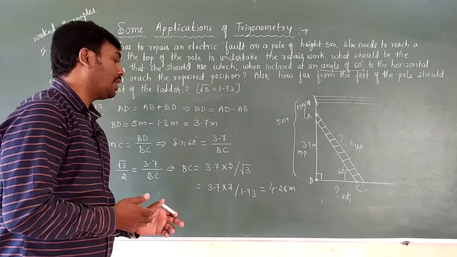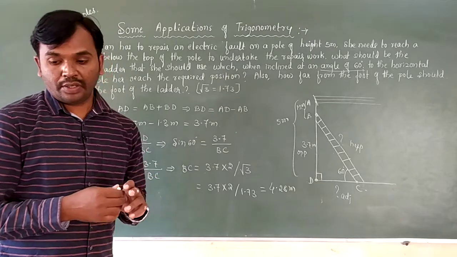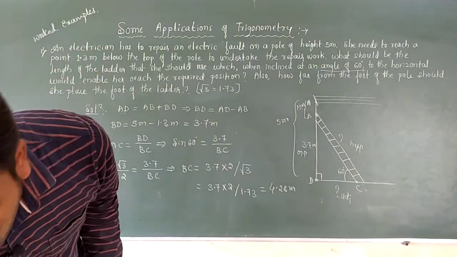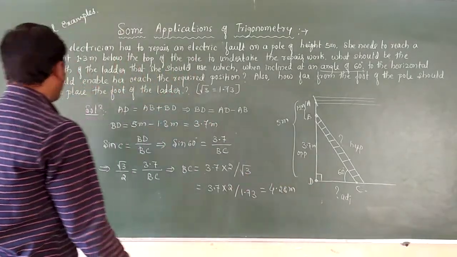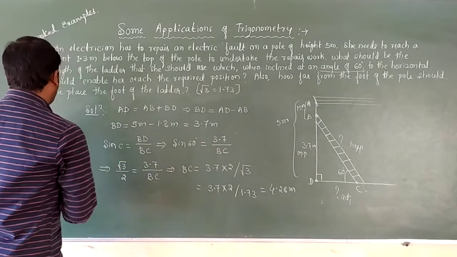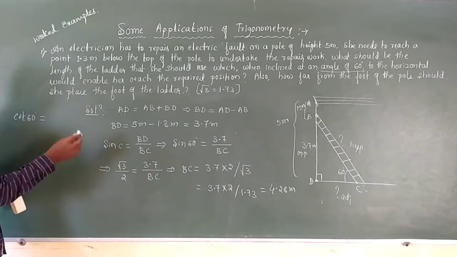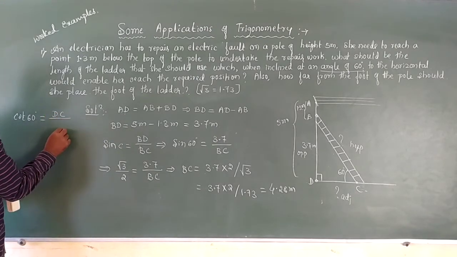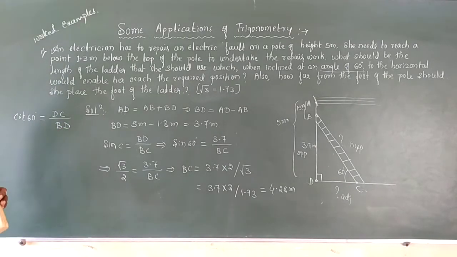So now let us find at what distance she has to keep the ladder away from the foot of the pole. To find that, we will use the relation between opposite and adjacent. We know that it gives the cot. So cot 60 degree is equal to adjacent by opposite, that is DC divided by BD. Cot 60 is, you know, 1 by root 3.